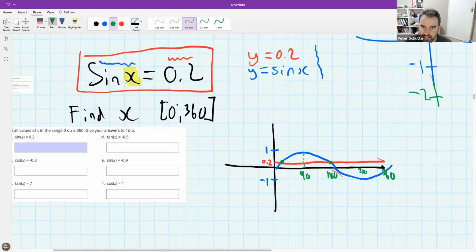So let's take a little guess. I'm going to guess that the value here is 30 degrees. I want you to put in your calculator the sine of 30 and see what you get. Maybe I'm right, maybe I'm wrong. Who knows? We're going to find out now. What do you get for the sine of 30?